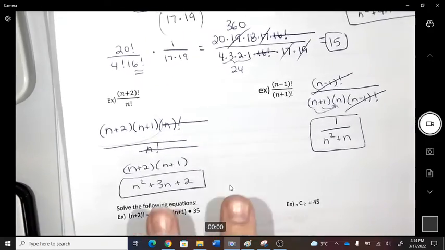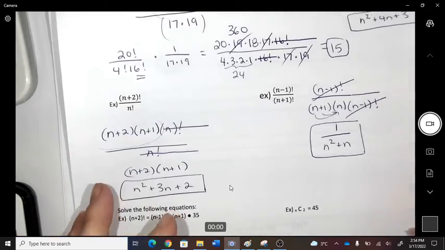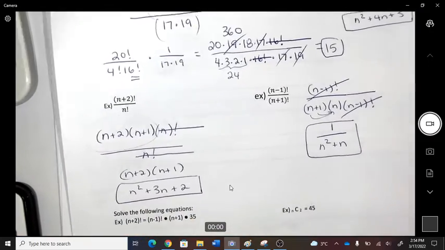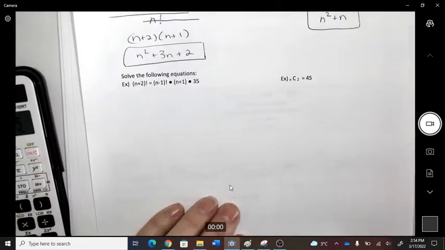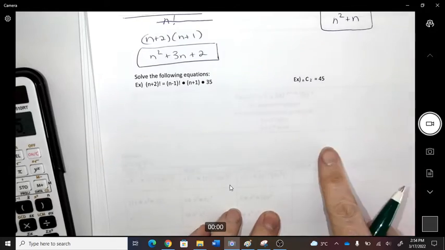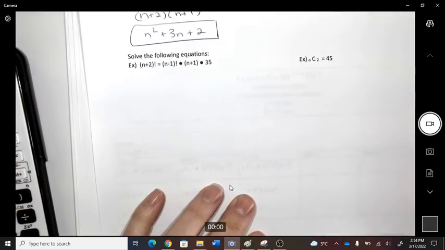Okay, so these ones are called expressions because I didn't have equal signs. But these ones on the bottom are equations, so when we write these ones, we're going to have x equals something at the end, or n equals whatever we have. Okay.